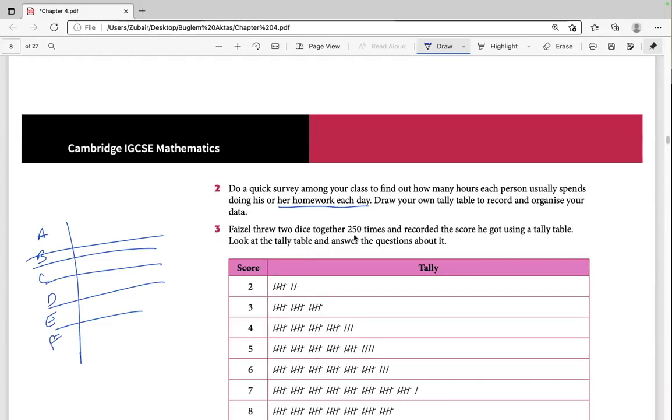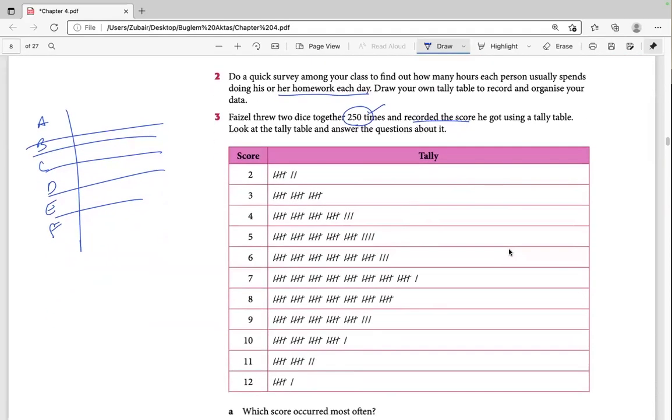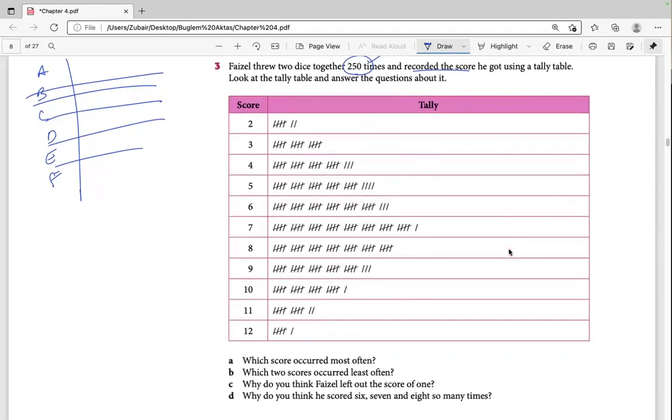Fazil threw 2 dice together 250 times. I suppose he must have had a lot of time, and he recorded the scores he got using a tally table. Look at the tally table and answer the questions about it. So this is the table, and what questions are there? Which score occurred most often? 7. Which two scores occurred least often? 12 and 2.